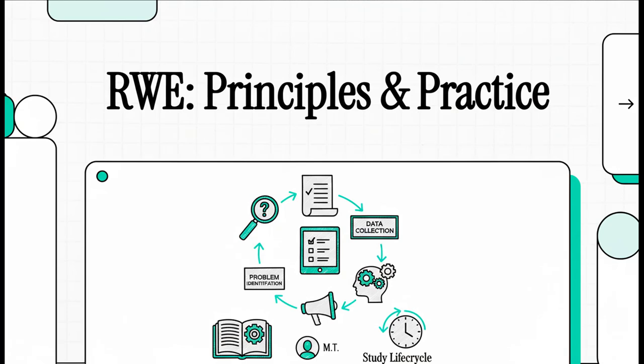Welcome to Evidence Mastery. Today, we're diving into a masterclass in scientific discipline from Dr. Massoud Toussi's book, Real-World Evidence, Principles and Practice. We're going to walk through the entire 5-stage life cycle of a real-world evidence study. It's all about how we turn messy, everyday data into evidence we can actually trust to make big decisions. So, let's get right into it.